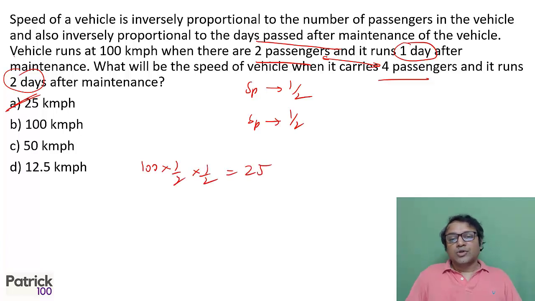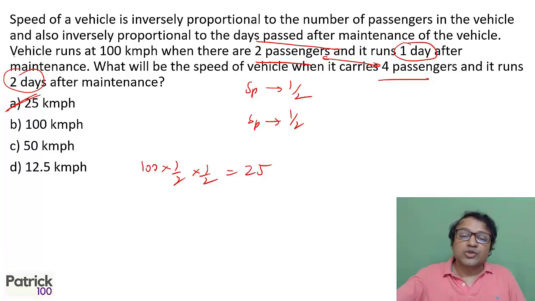A option. So number of passengers doubles, number of days also doubles. Since both of them double, and speed is inversely proportional to both these factors, in both the cases it becomes half and half. So passengers double, speed will become half. Days double, again speed will become half. So twice it becomes half. So speed will become 25 kilometers per hour.